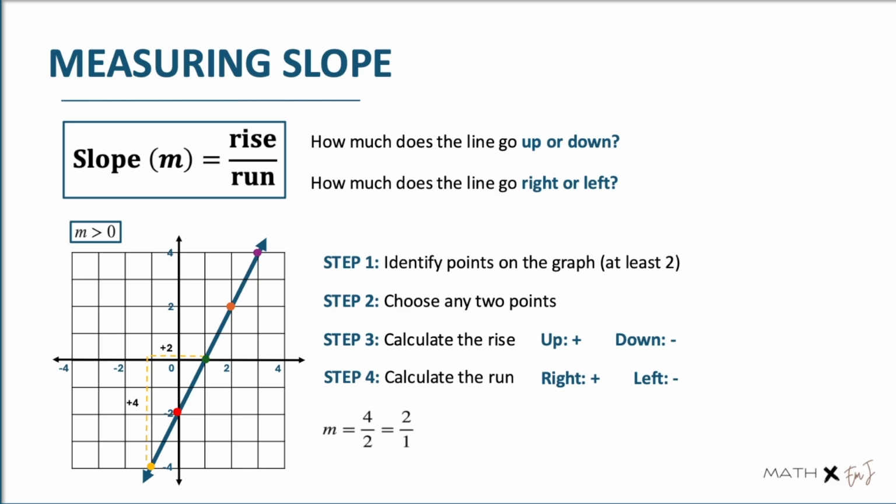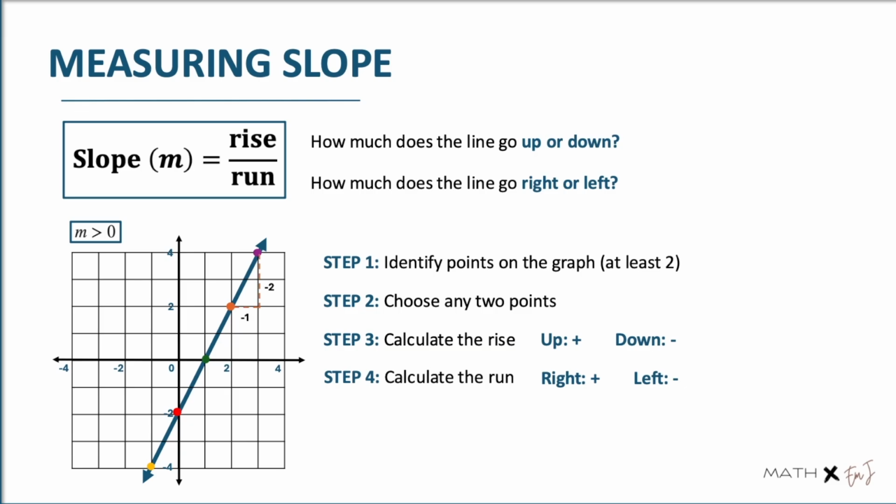Okay, well, another thing to consider. In these first two examples, we've actually chosen points at the bottom of the line and worked our way up. What would happen to the slope if we started from the top point, so that purple point, and worked our way down? Let's try it out.